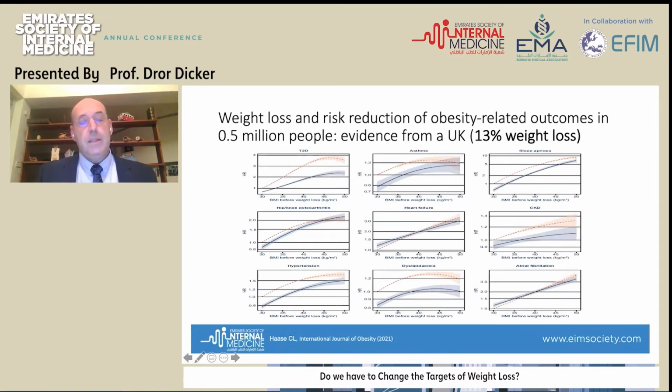Now, in this very recent paper, a huge study coming from the UK, they showed us that 13% weight loss can lead to great improvement in type 2 diabetes, asthma, sleep apnea, chronic kidney disease, dyslipidemia and hypertension, but not in atrial fibrillation, heart failure or angina pectoris. But again, the range between 10 to 15% weight loss can really have a meaningful reduction in cardiovascular risk factors and obesity comorbidities.